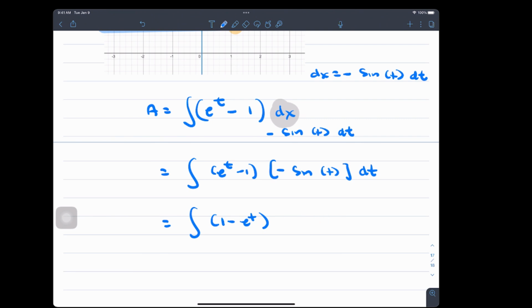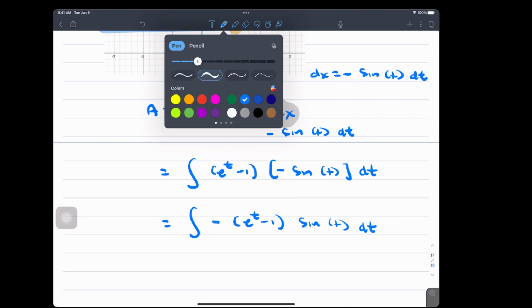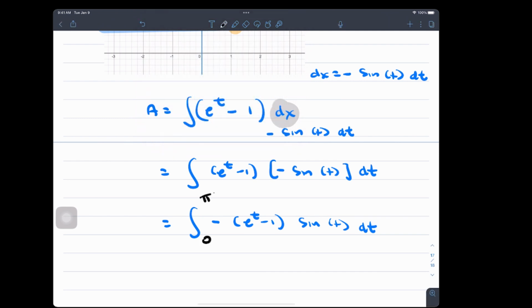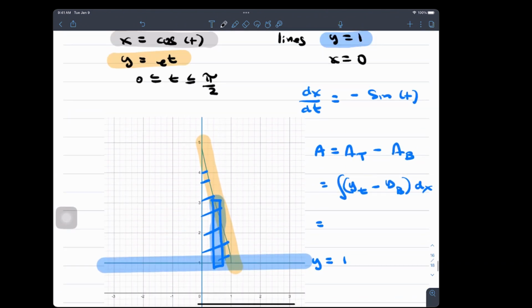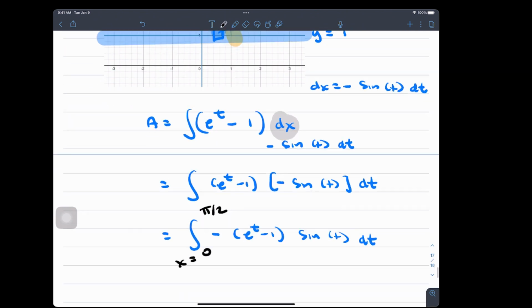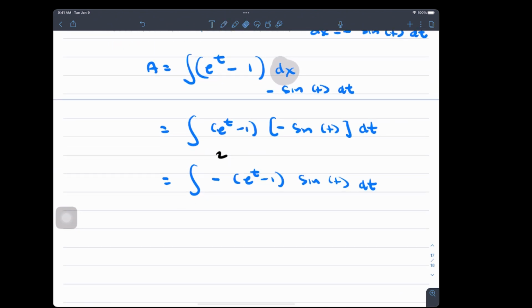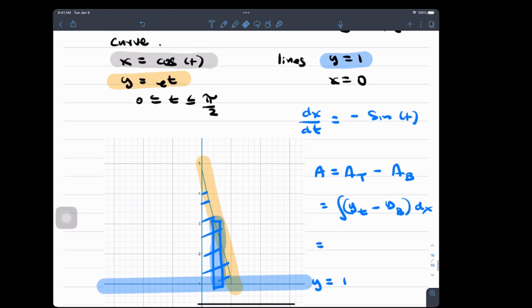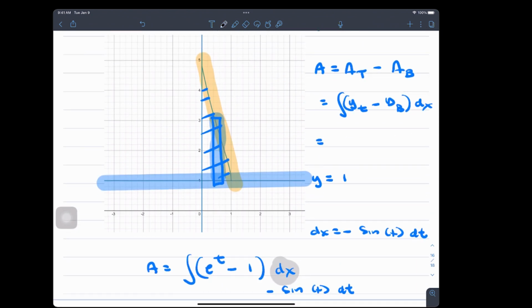I'm going to keep it this way. This is e to the t minus 1, and don't forget that minus sine t dt. Now, what's the issue here? The limits: is it x is 0 to pi over 2? No, no, no, t. Let's be careful. This was x really from what? 0 to 1.